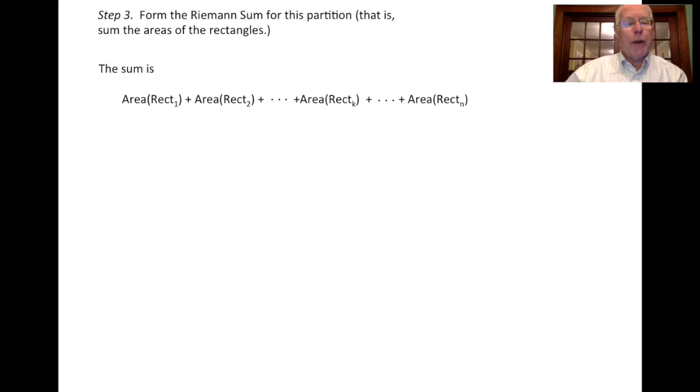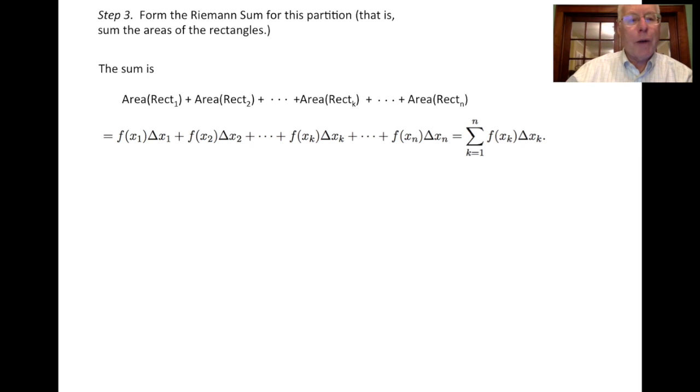Now, once we have this in place, step 3 is to form the Riemann sum for this partition. So you can think of this as summing the areas of the rectangles. So the sum is just the sum of area rectangle 1 plus area rectangle 2, etc. We've already figured that out. We saw earlier that was f of x1 times delta x1, f of x2 times delta x2, and so forth.